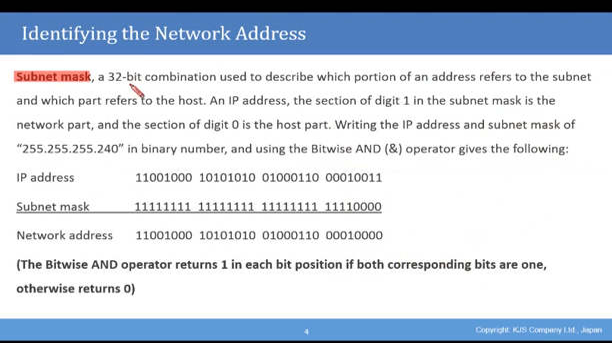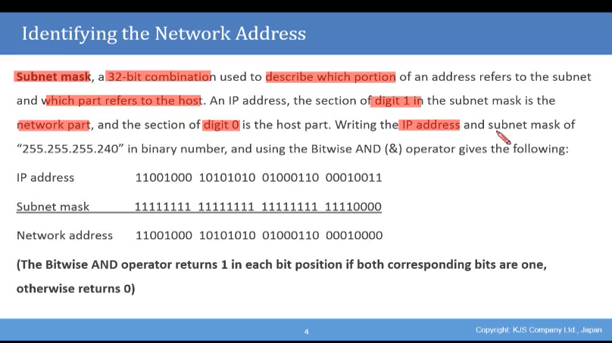The subnet mask, a 32-bit combination used to describe which portion of an address refers to the subnet and which part refers to the host. In an IP address, the section corresponding to a digit 1 in the subnet mask is the network part, and the section of digit 0 is the host part.